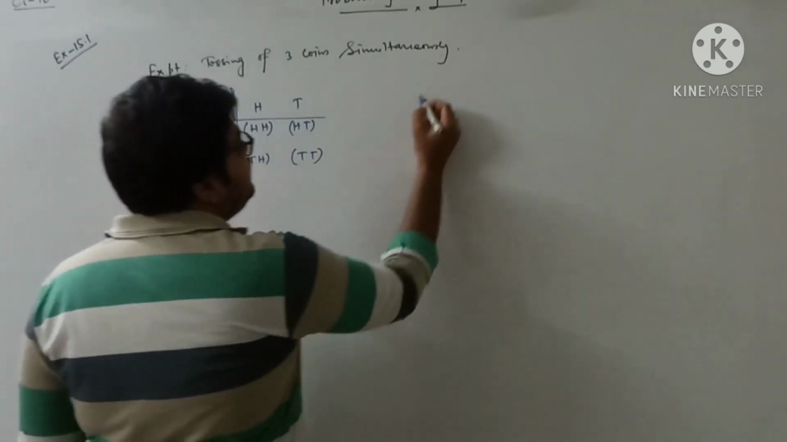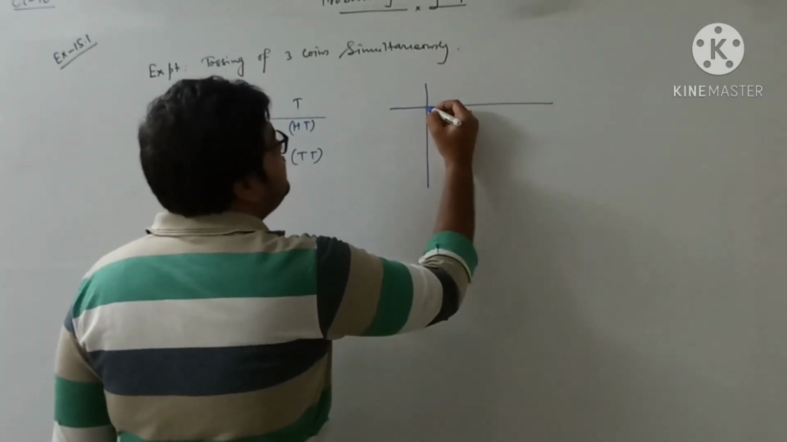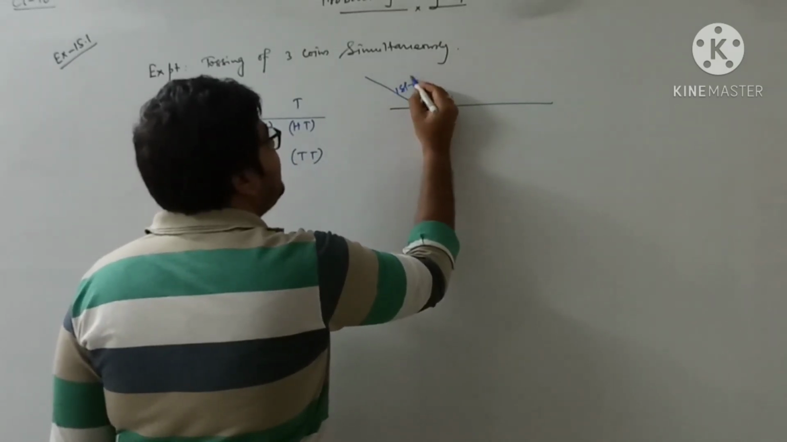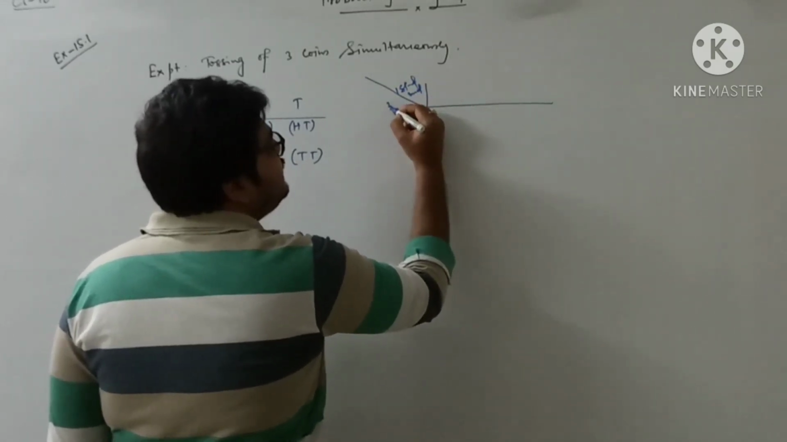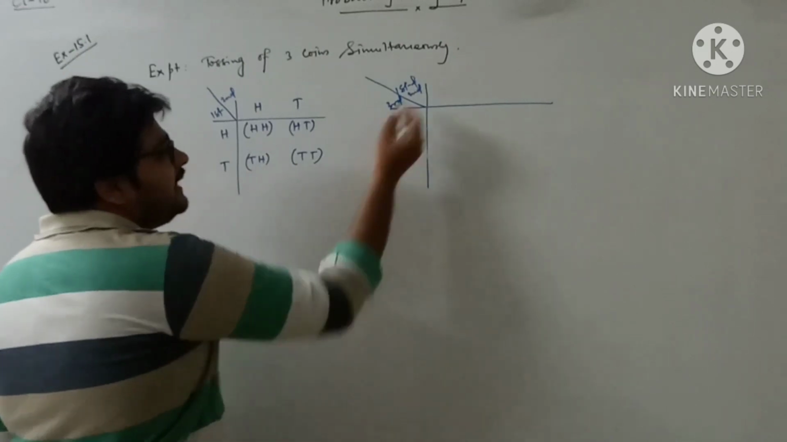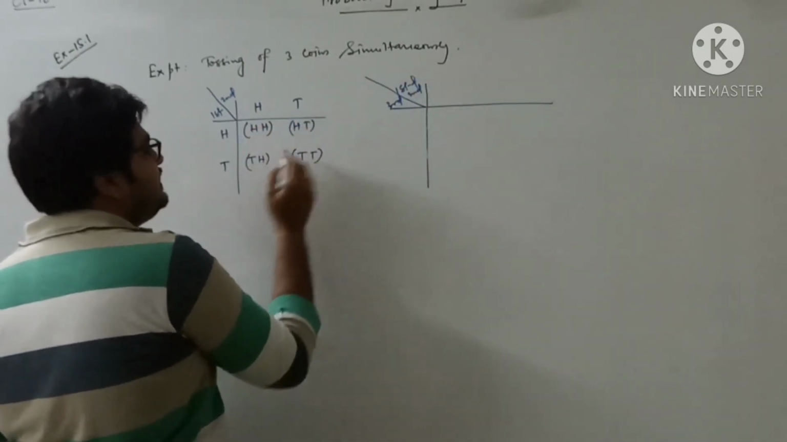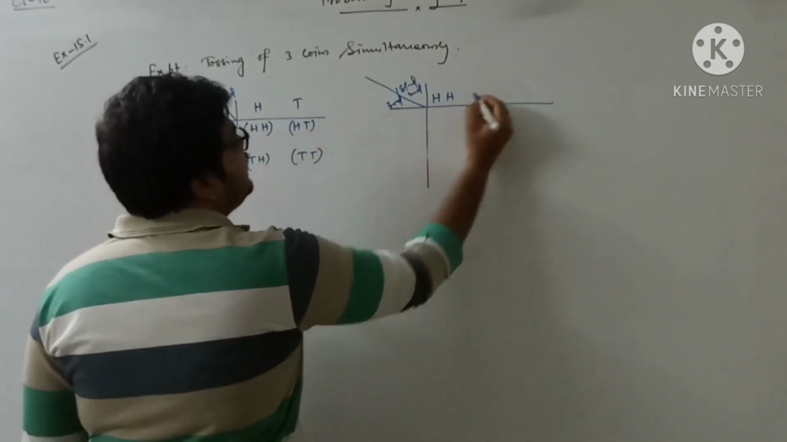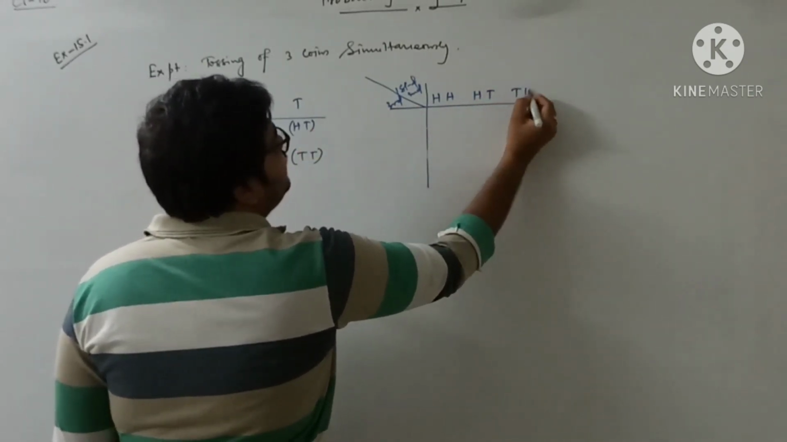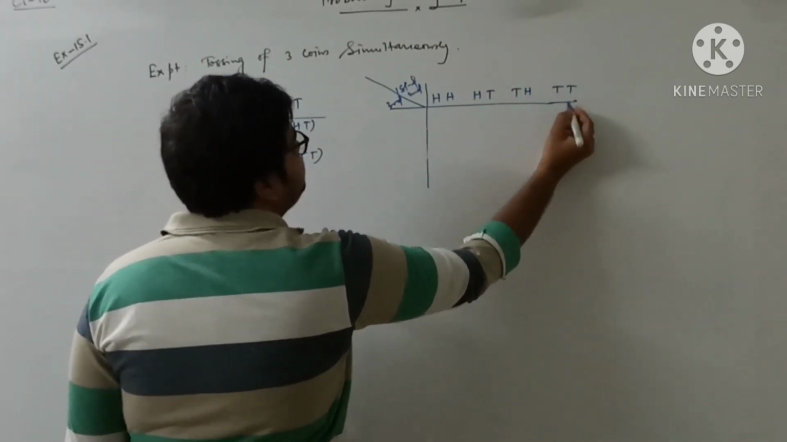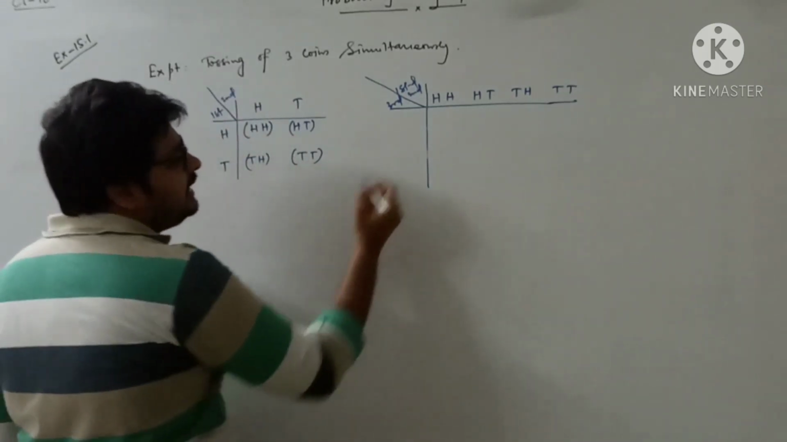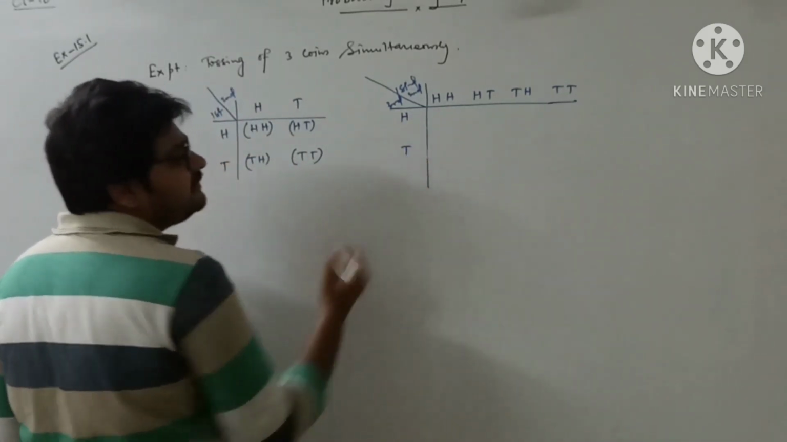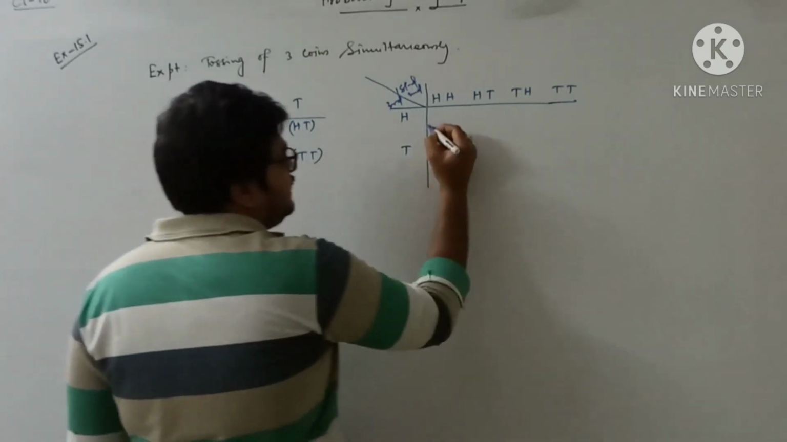Now we have to take the third coin, because three coins are here. So the first and second we have taken together here, and this is the third coin. The first and second total that we got in the first checkerboard, I will write here: head head, head tail, tail head, tail tail. And by tossing the third coin, I will get either head or tail. Now combine them.